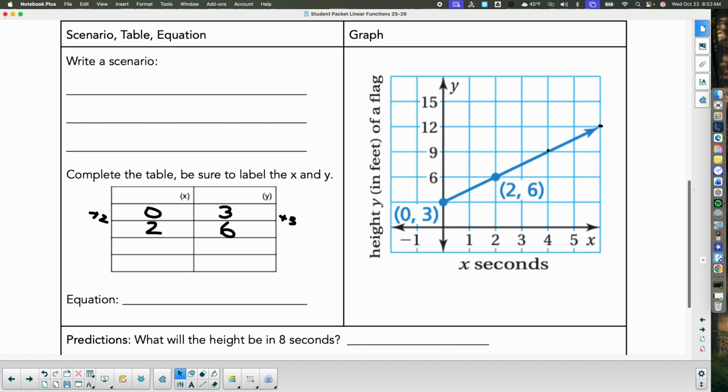So 3, 6, 9, 12, 0, 2, 4, 6. And those are the exact same 2 points that were over there. So good, very good start. Who's going? Quinn.